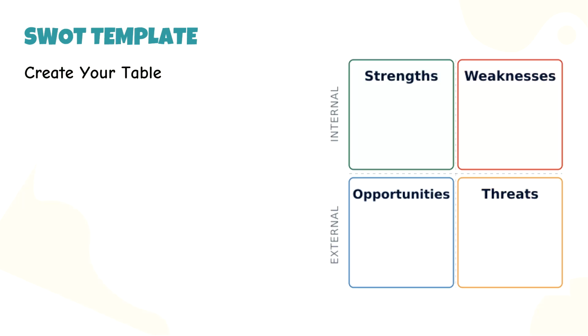How do we create a SWOT template? Well, first you got to draw a 4-quadrant table. The table needs to have 2 to 3 points per section.